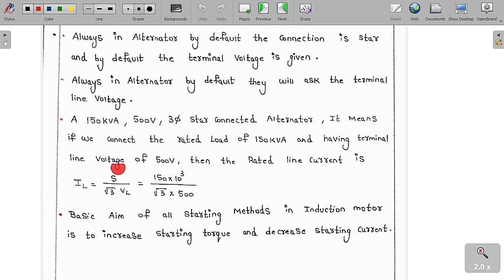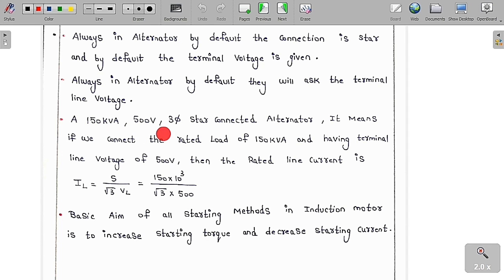So what I am trying to say is, suppose in the question they give you a rating in this manner, which is 150 kVA 500 volt 3 phase star connected alternator. This 150 kVA is the rated load that we can connect to this alternator. If we connect this rated load, it is going to have a terminal voltage of 500 volt. Then we can easily figure out the line current also. Whenever you apply a rated voltage, this is the terminal voltage, and the rated line current you can easily figure out.